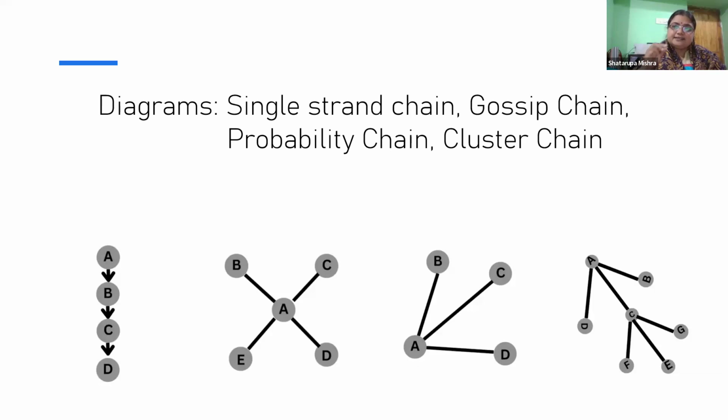So I will select. These are the three people with whom I will share this piece of news. Then that is how the probability chain functions. Then we have cluster chain.